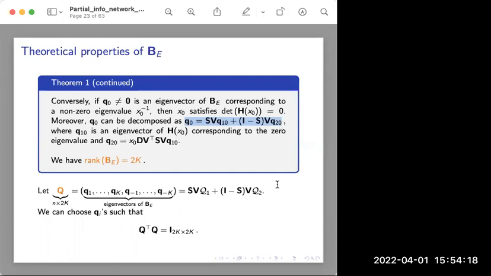So this construction, the form of the eigenvalue and the form of the eigenvector, is an if and only if relationship. And we can also show that the rank of the BE matrix is exactly 2k.